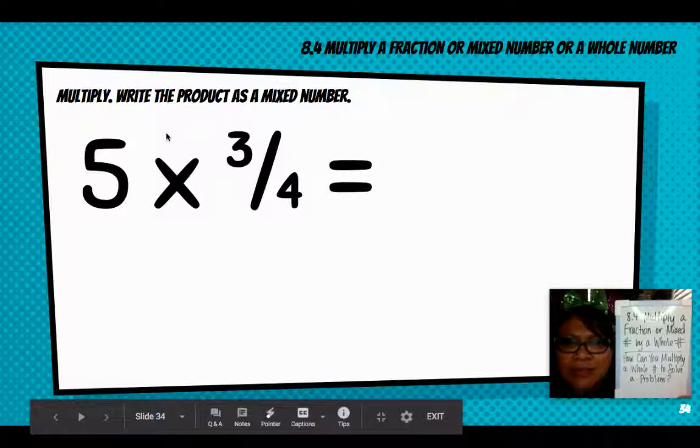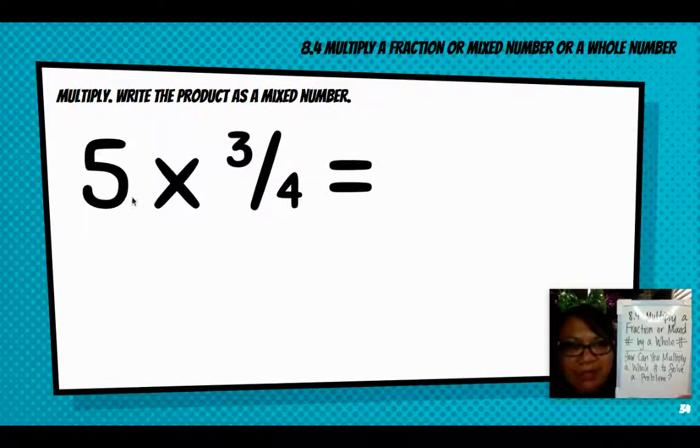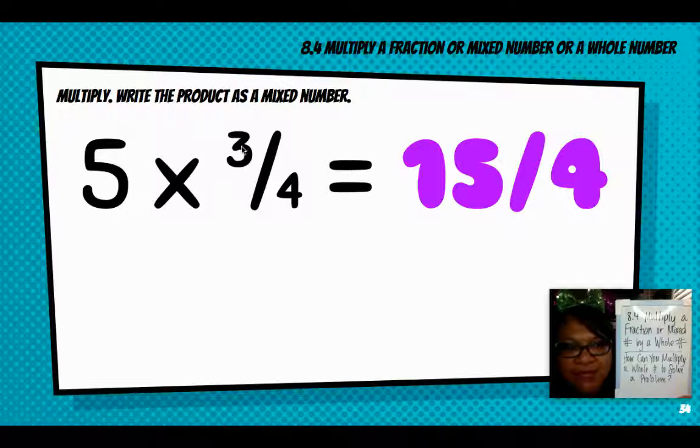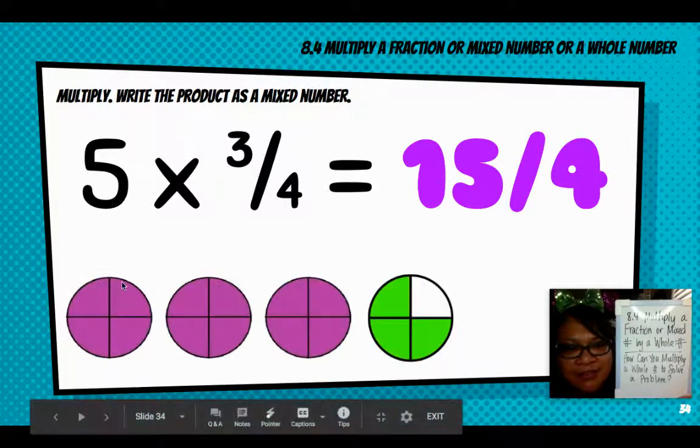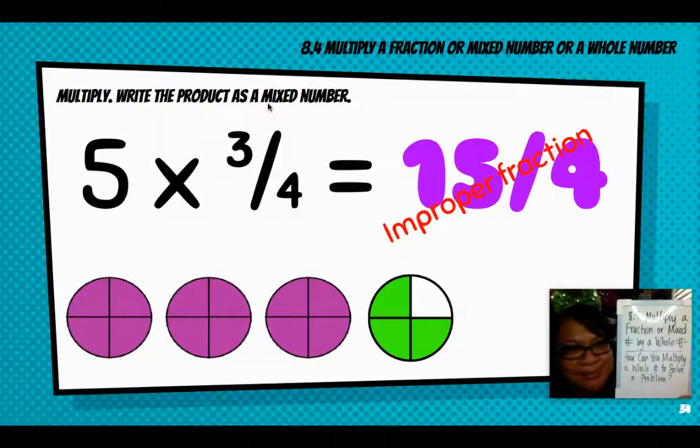Now, let's say that we want to multiply 5 times 3/4, and we want to write the product as a mixed number. So we multiply 5 times 3, that gives us 15, and we keep the denominator the same. So 15/4, that looks like this. We have fourths, and we shaded 15 of them. But wait, that is an improper fraction. That is not a mixed number.